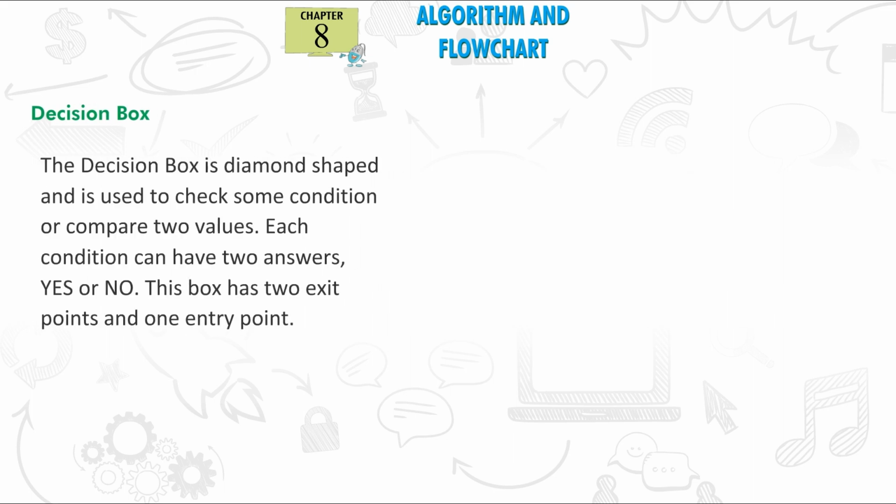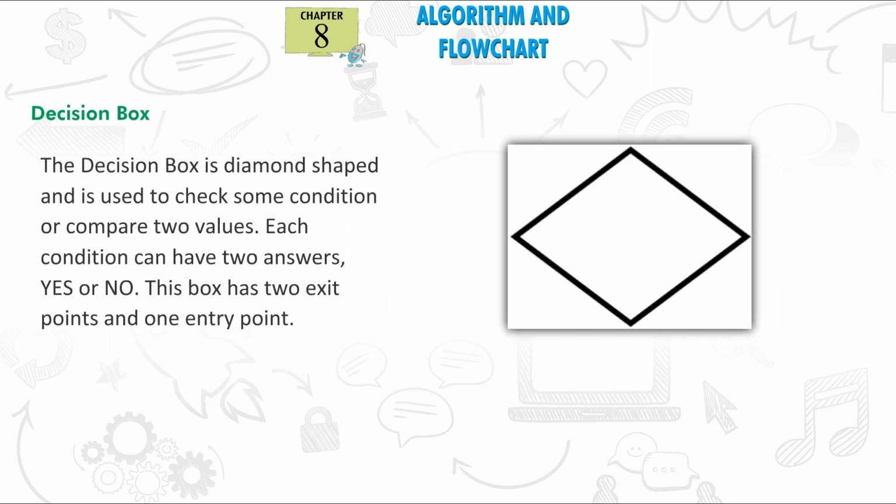Decision box. The decision box is diamond shaped and is used to check some condition or compare two values. Each condition can have two answers, yes or no. This box has two exit points and one entry point.